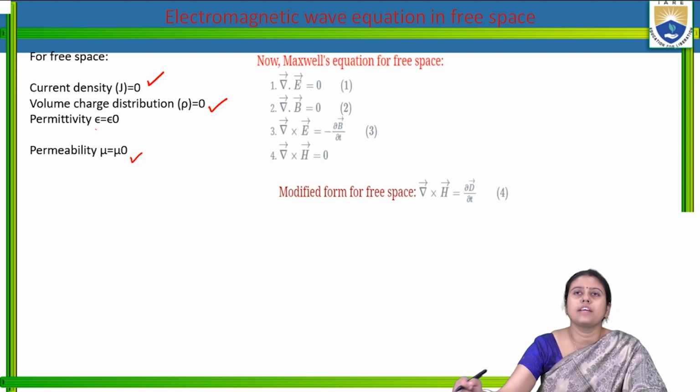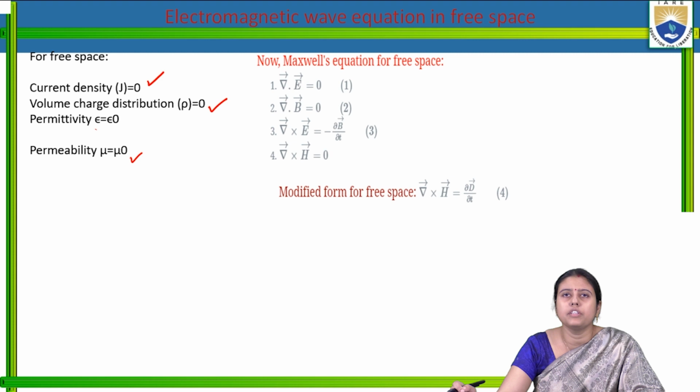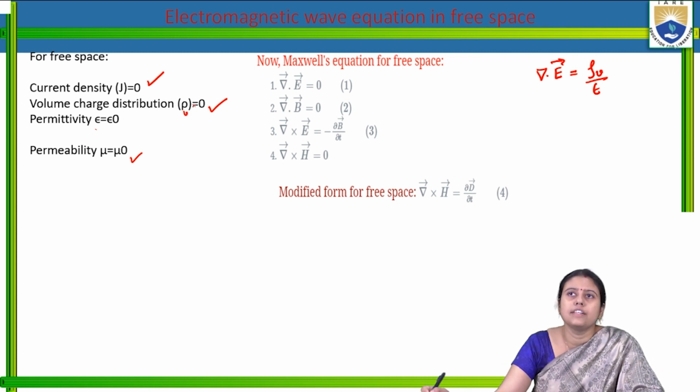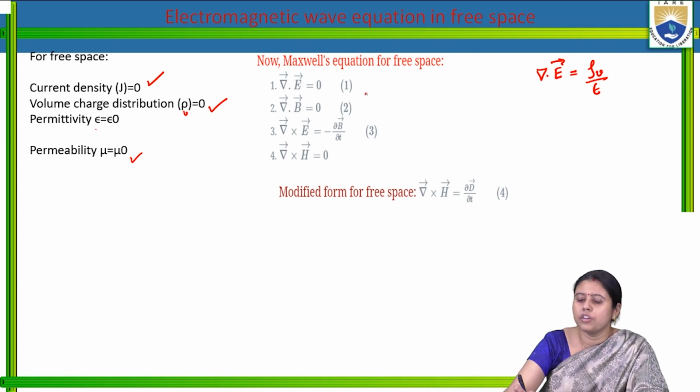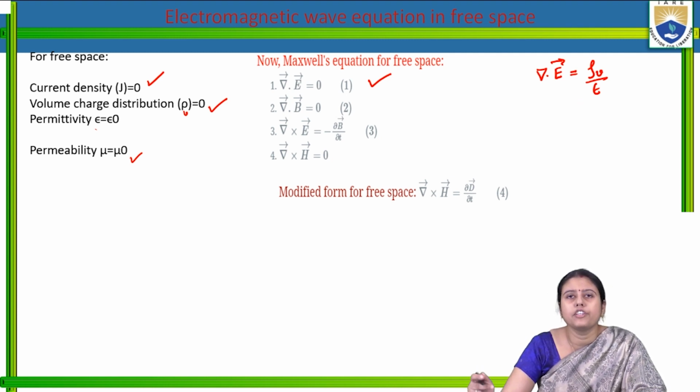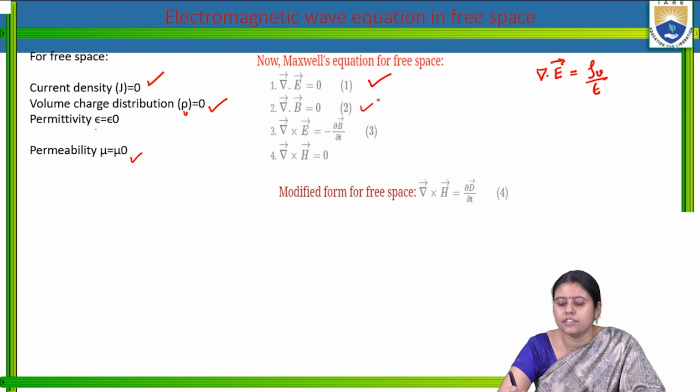If we think about Maxwell's equations, we know there are 4 Maxwell's equations. First is the modified Gauss law: grad dot D is equal to rho v, that is grad dot E is equal to rho v by epsilon. Rho v is the volume charge density. As it is 0, we get grad dot E is equal to 0. From Maxwell's second equation, we already got grad dot B is equal to 0.